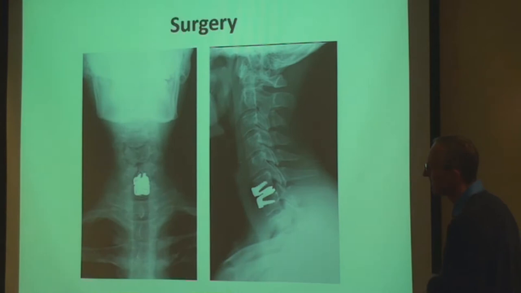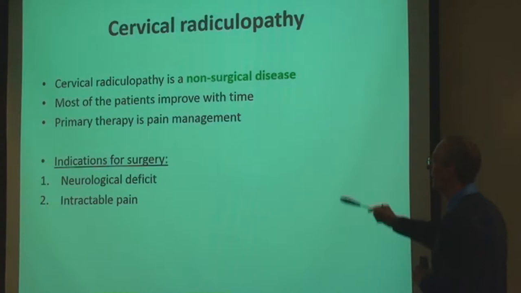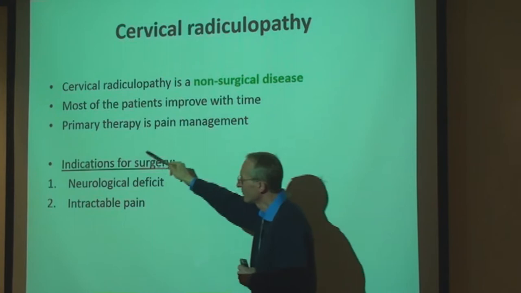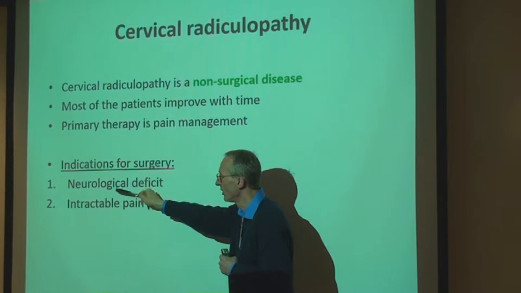This is just one example of the possible treatment modalities for intervertebral disc herniation, which in this situation is a prestige artificial disc for the patient treated for this disease. So, in conclusion, cervical radiculopathy is primarily a non-surgical disease, because most of the patients improve with time. So the primary therapy should be pain management. And the indications for surgery are a neurological deficit in the distribution of the appropriate nerve root, or intractable pain.